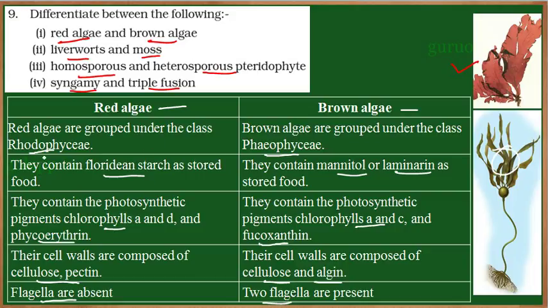So red algae are grouped under Rhodophyceae, brown algae under Phaeophyceae. The stored food in red algae is Floridian starch. Here, the stored food is in the form of sugar mannitol and laminarin. They have major pigments phycoerythrin here, and fucoxanthin here. Cellulose and pectin are the composition of the cell wall in case of red algae. In case of brown algae, the cell wall composition is made up of cellulose and algin. Brown algae has got two flagella, whereas in red algae the flagella are absent. So these are the differences between red algae and brown algae.